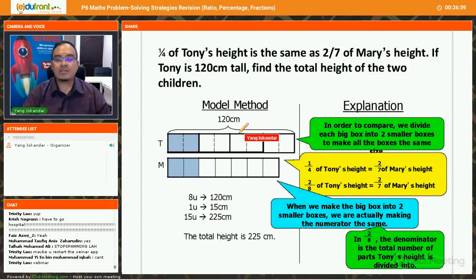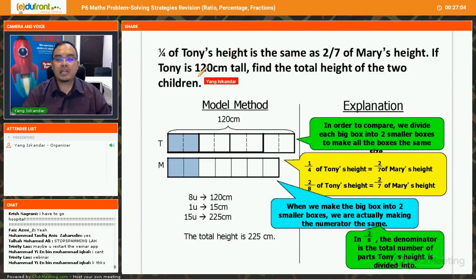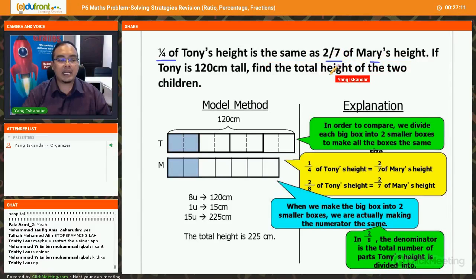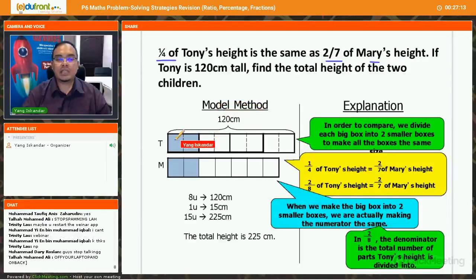Okay, let's take a look here. So this was from the model method. Okay, let's take a look at another question. This 1/4 of Tony's height is the same as 2/7 of Mary's height. Okay, so model method here. So 1/4, 1 out of 4. 1, 2, 3, 4. So 1 out of 4 is the same as 2 out of 7.